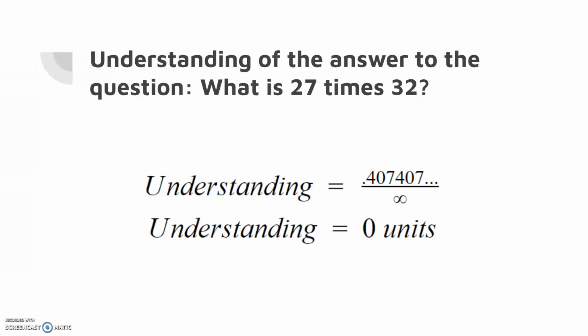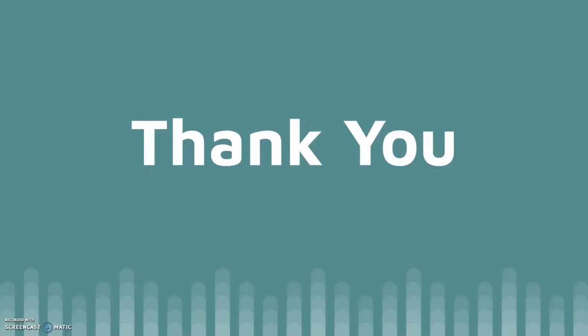Solving the understanding equation, we see that the robot's understanding of the question, what is 27 times 32, is 0 units of understanding. Hopefully, I have removed the difficulties that the previous understanding formula brought about.